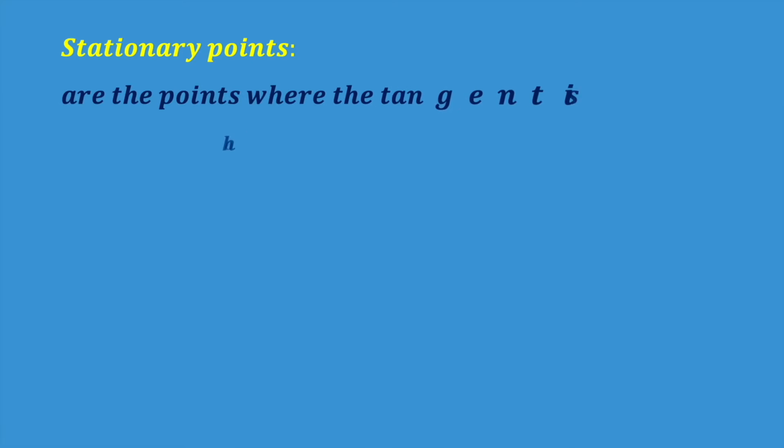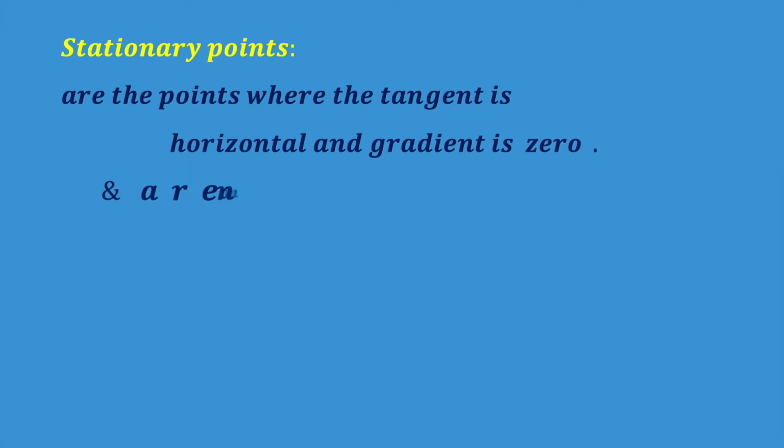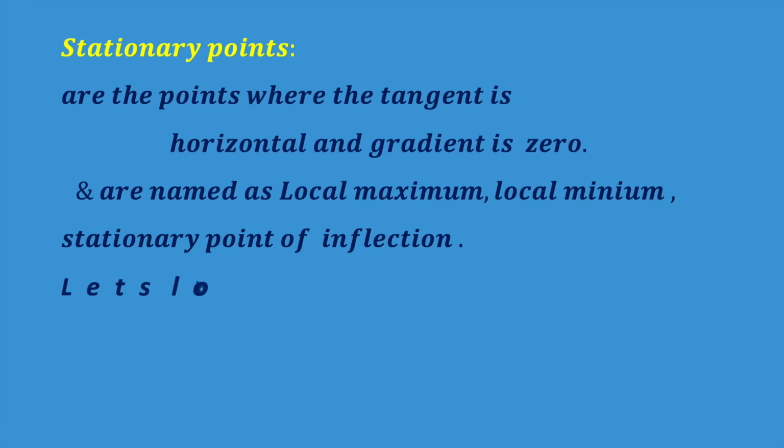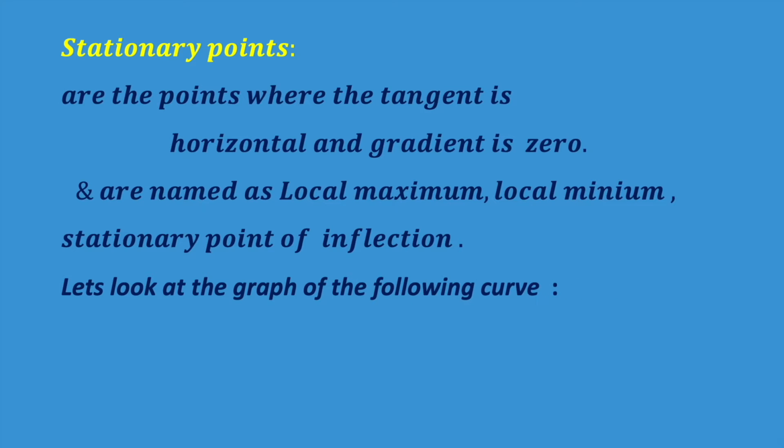So stationary points are the points where the tangent is horizontal and the gradient is always equal to 0, and they are named as local maximum, local minimum, and stationary points of inflection. Let's look at the following graph.